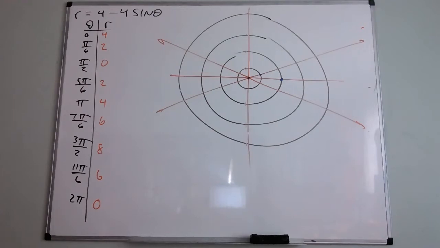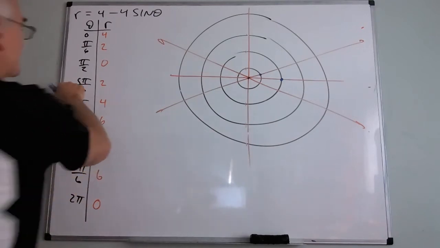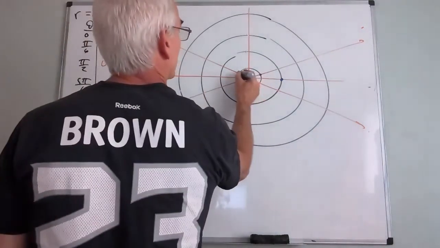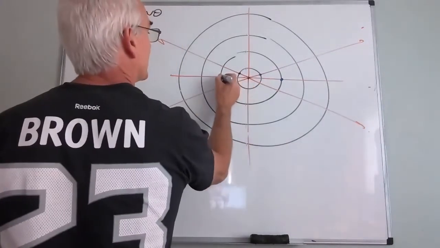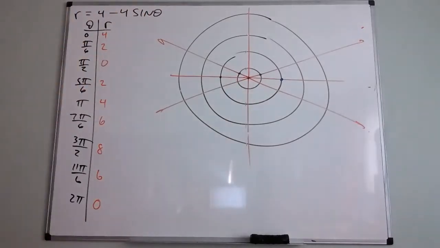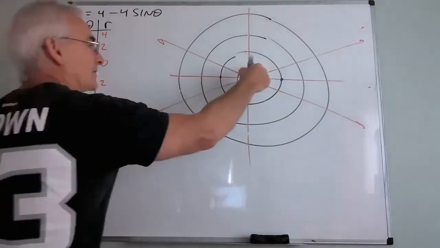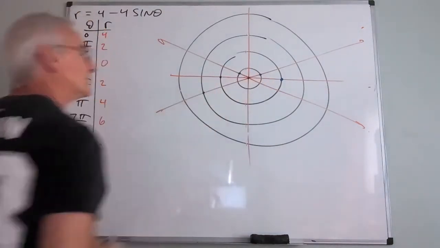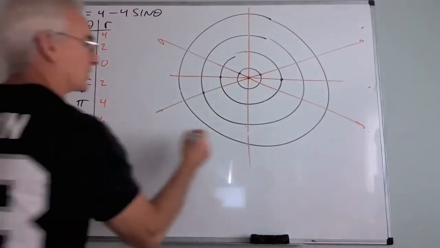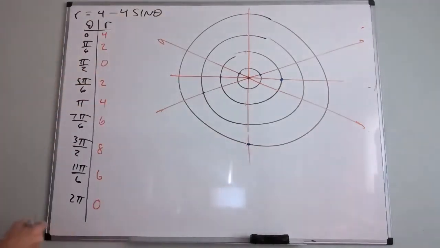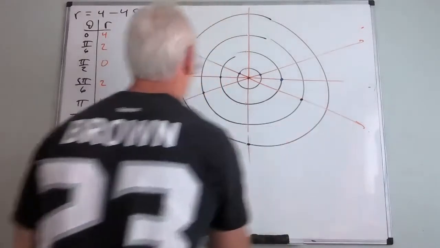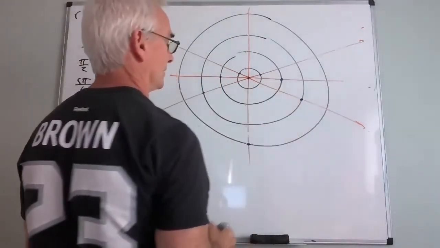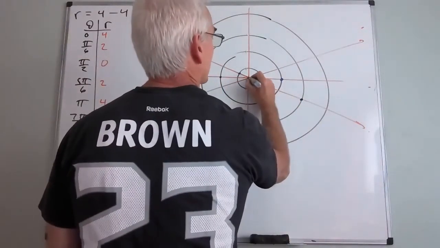Okay, that's kind of interesting, isn't it? 5 pi over 6, I'm going to go out 2 units. So that puts me here. And at pi, I'm going to go out 4 units. So that puts me here. Wow, hard to tell what's going on so far. 7 pi over 6, I'm going to go out 6 units. That puts me here. 3 pi over 2, I'm going to go 8 units. That puts me here. 11 pi over 6, I'm at 6 units. That puts me here. And at 2 pi, I'm back to here. So what is this thing?